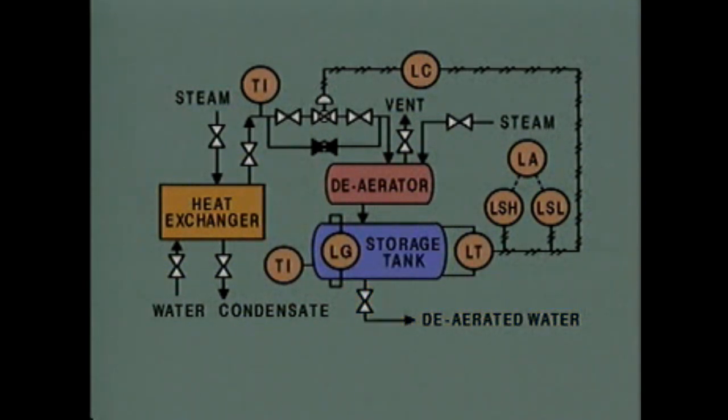Now let's look at the troubleshooting problem. In this example, the level alarm on the deaerated water storage tank indicates that the level in the tank is either too high or too low. So the first thing to do is determine the actual level. That's done by checking the level gauge on the tank. In this case, when the level gauge on the storage tank is checked, the level is found to be okay.